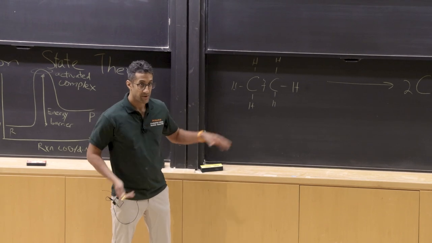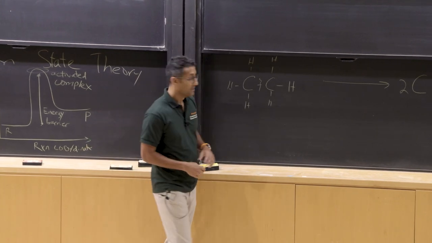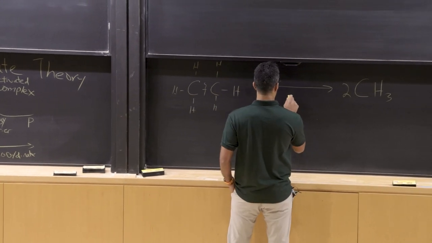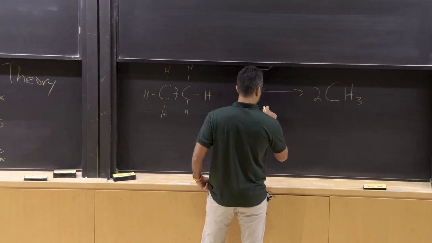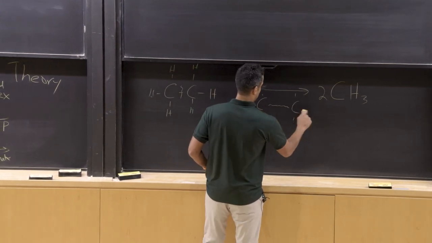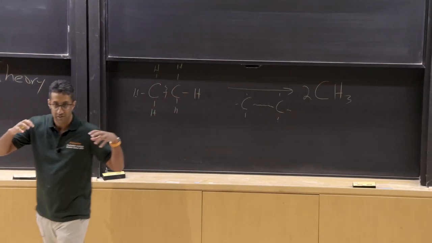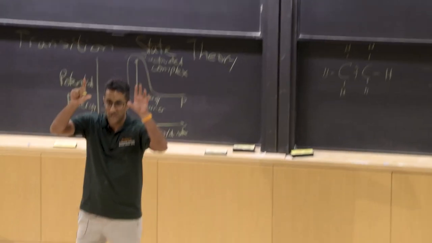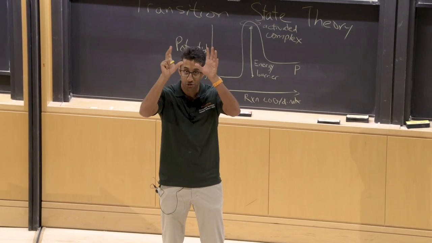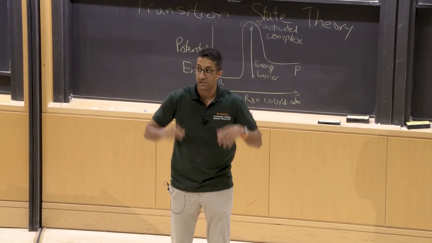Well, it has to overcome some barrier. You've got to put some energy into the system. So what he said is this bond between the two carbons lengthens. Initially it might be some distance, but as you heat up the mixture, this bond will lengthen, lengthen, lengthen, and eventually, before it splits, it'll form the transition state, this activated complex where it's very close to breaking, but it hasn't broken yet.